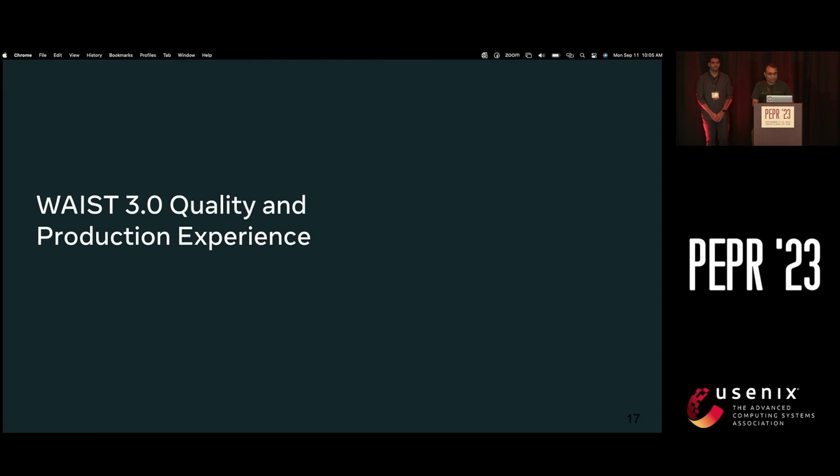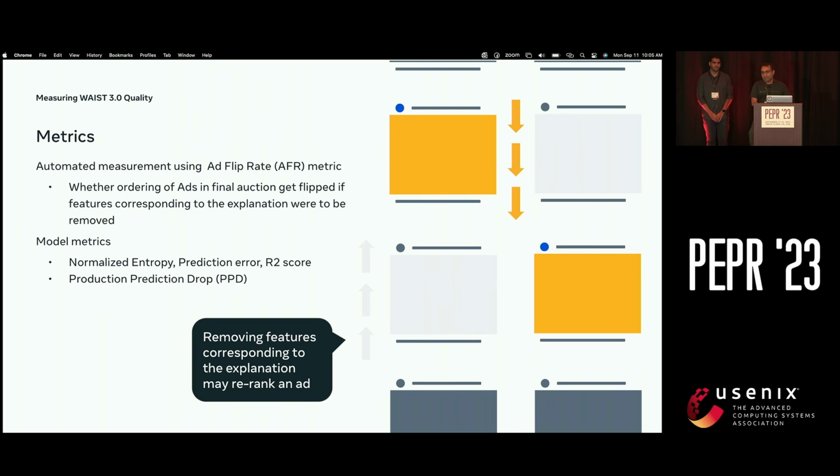So I'll go a little bit into how we measure the quality of these explanations and what we learn from production. As I mentioned earlier, we built this explainable model, but we need to ensure that this model actually reflects the production model. One of the metrics we used for this was what we call ad flip rate. We looked at the features which are used in the explainable model, and then we remove these features from the production model and see whether the ads actually change ranks. This is what users also expect from an explanation: if these activities didn't happen, did the ad even get served?